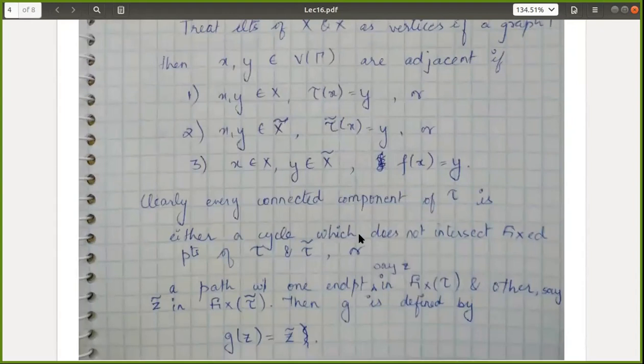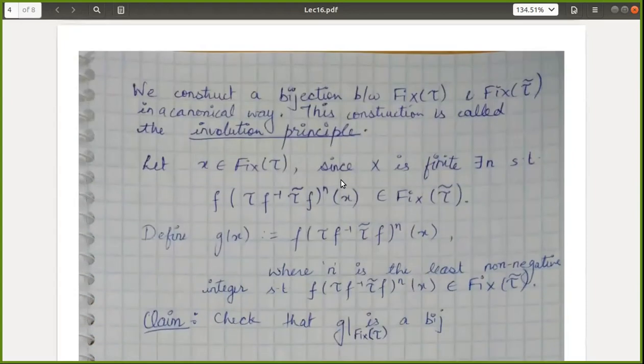So either you have a cycle which does not intersect fixed points of tau and tau tilde, or it is a path whose one endpoint is in fixed point of tau, and other endpoint is in fixed point of tau tilde. So if the endpoint in tau is say z, and the endpoint in tau tilde is z tilde, then you define g of z to be z tilde. And this is precisely what is being captured through this pictorially.